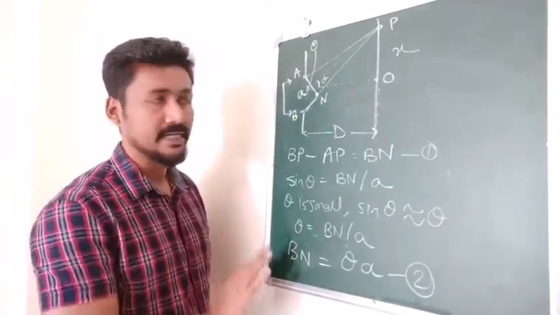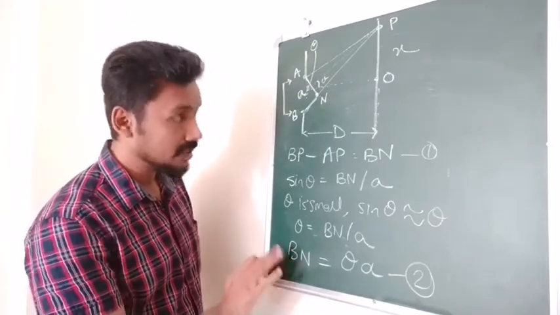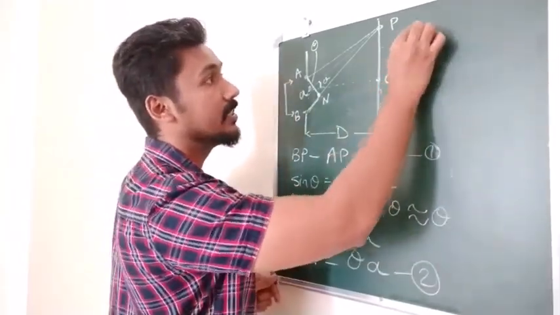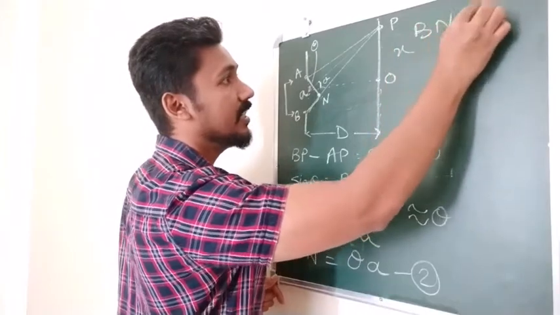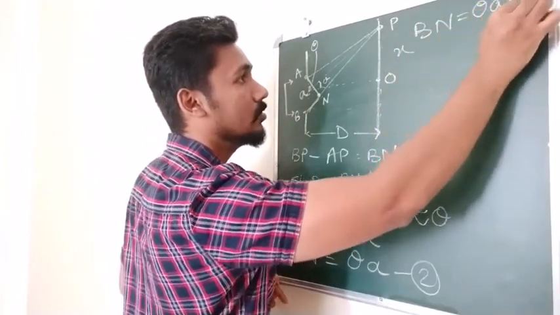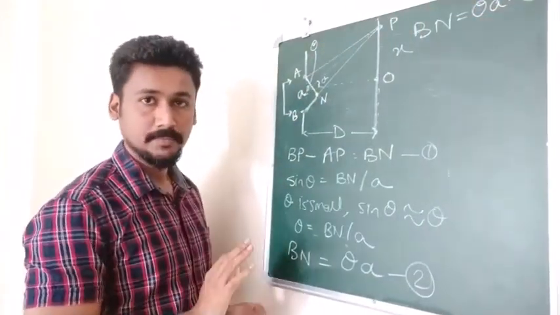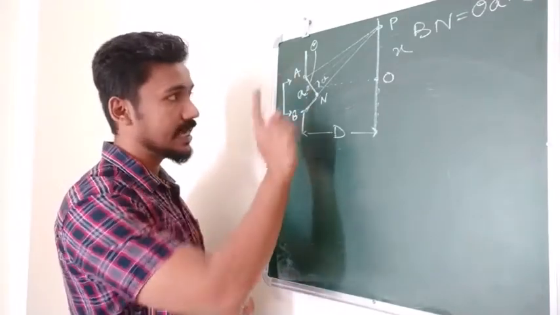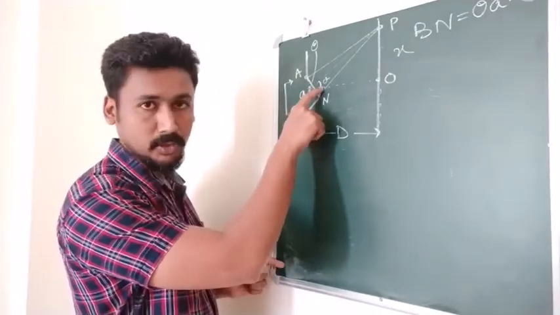Okay. I hope till here you have followed. Now we are going to make use of this equation. So let me write it here. The path difference Bn is equal to theta into A, equation number 2. The other thing from the diagram, I can see that this angle is also theta.